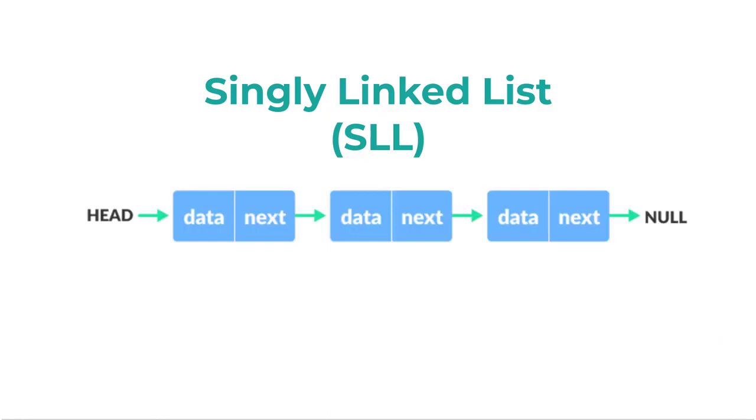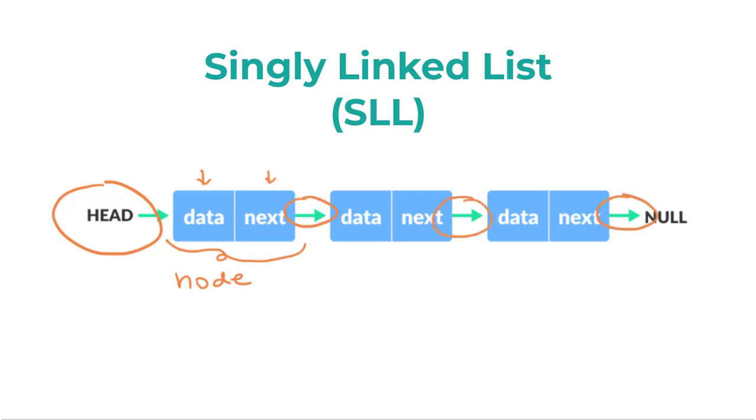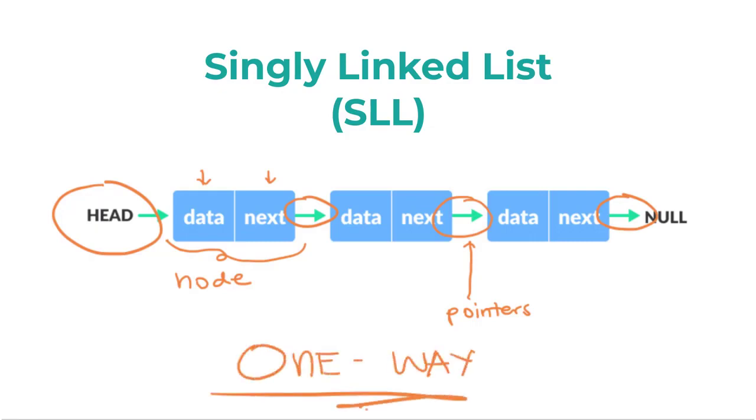This is the actual visual representation of what an SLL looks like. Here's the head, and for each node, you have the data and the address for the next node. These arrows, just like the cables of the trains, are the pointers. Always remember that singly linked lists are one way, and you can never go back.